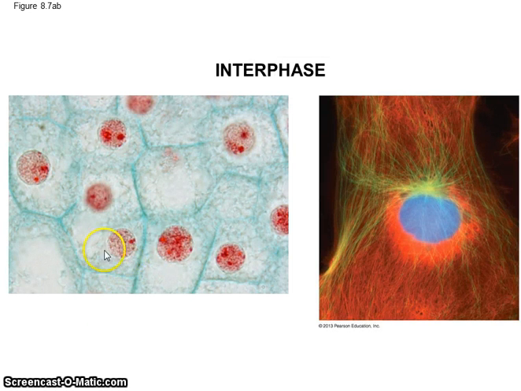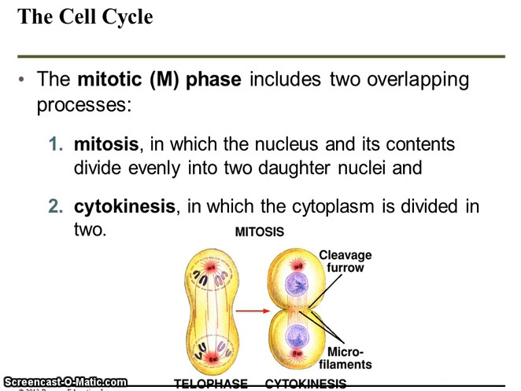So here's interphase. We can't see any of the individual chromosomes. These dark spots are called the nucleoli. That's where you're making ribosomal RNA for ribosomes. And during that interphase, we made a second copy of each chromosome. Now we're ready to go through mitosis.